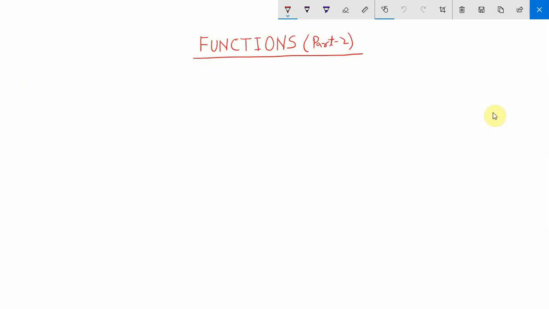Okay friends, coming back to the topic functions. This is the second lecture of functions. In the first lecture, we have seen what is a function, function as a special kind of relation. Then we have seen function as correspondence. We have discussed how to find domain, codomain and range of a function. Also, we have discussed what is equal functions.